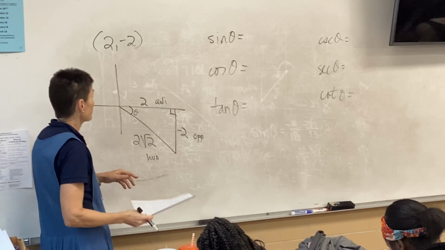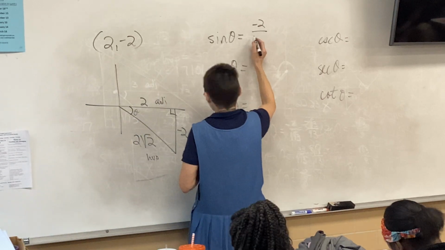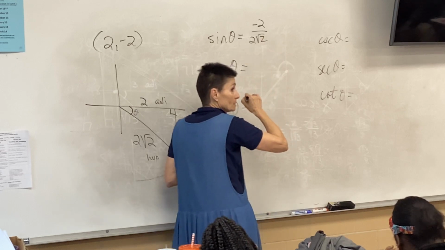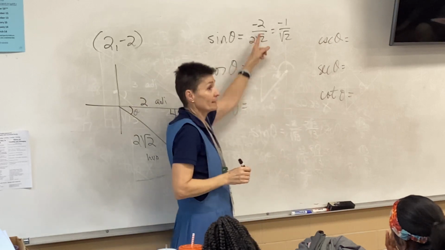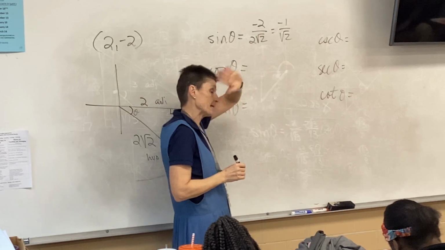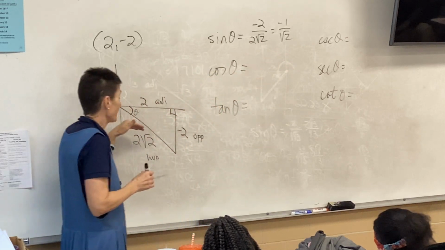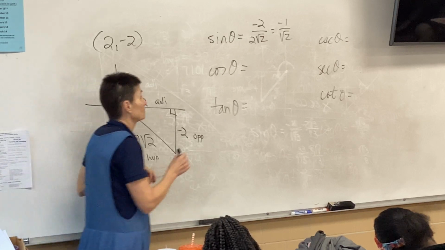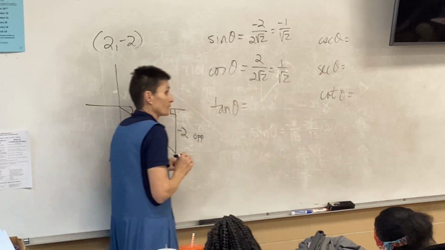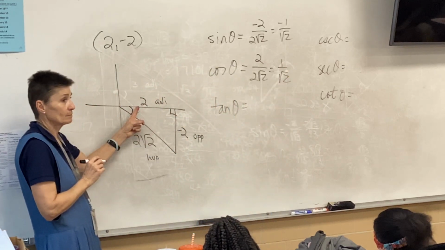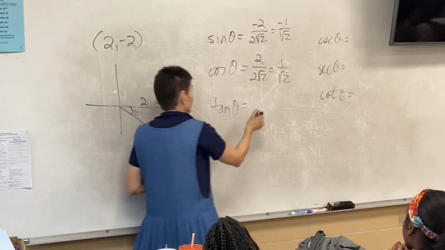Here we go. What's our sine? -2 over 2 root 2. I'm going to go ahead and do some canceling right away. So -1 over root 2. Is that all right with everybody? Yeah. Now, I'm going to have to deal with that in a second, and I will. You can deal with it now if you want. I'm going to wait. What's my cosine? Same thing, only positive. And what's my tangent? -1.